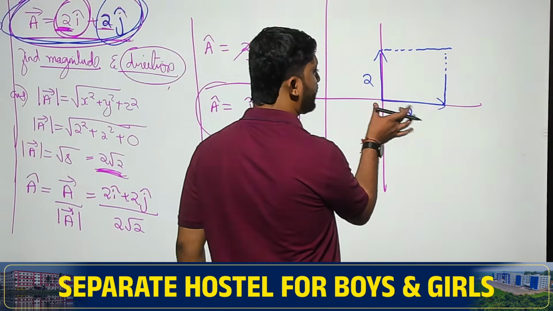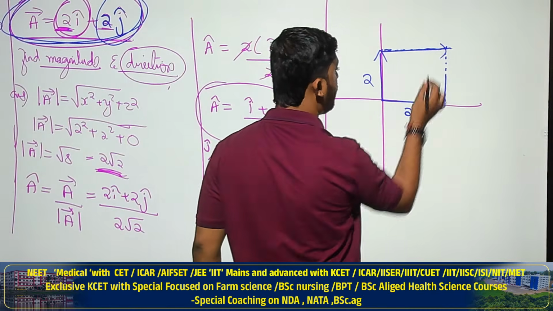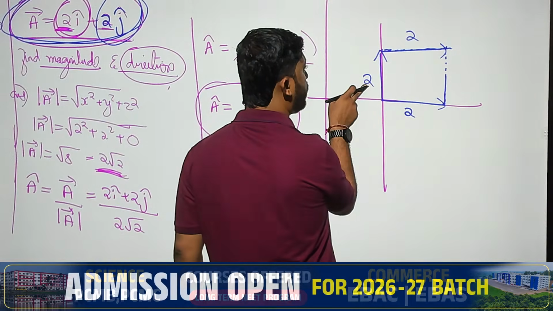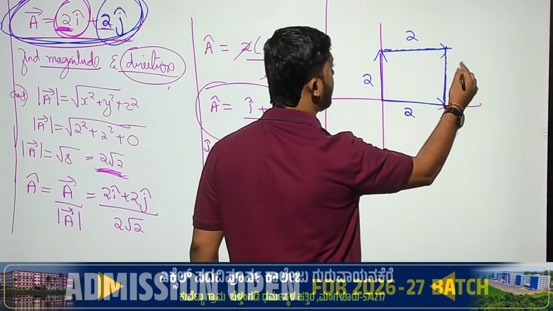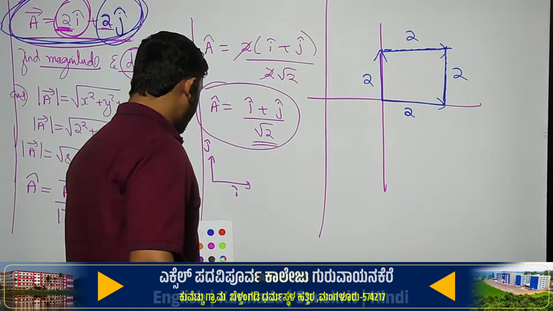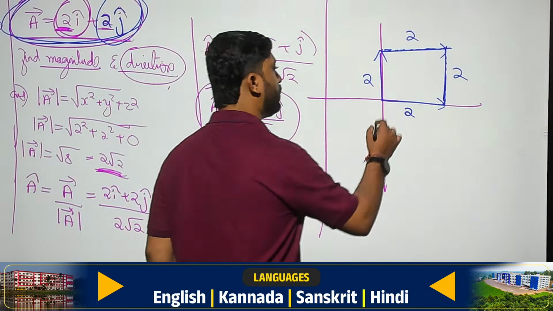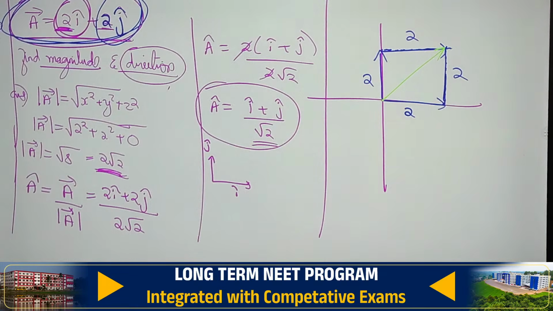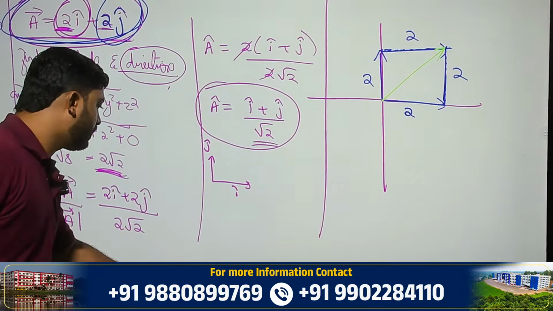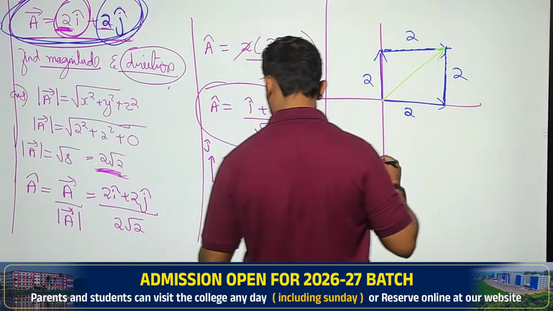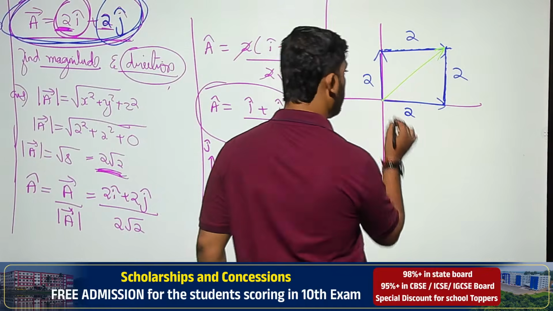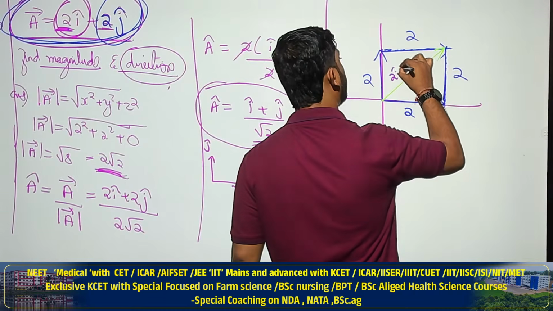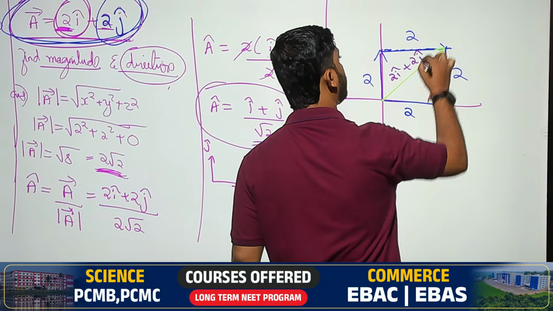So what is the length here? It is 2. So the same length you have to take on the opposite side. If it is 2, this value is also 2, and here we have 2. The same value should be copied here, 2. Then second step, we have to draw a diagonal. You have to draw a diagonal, and this is the direction of 2i plus 2j.